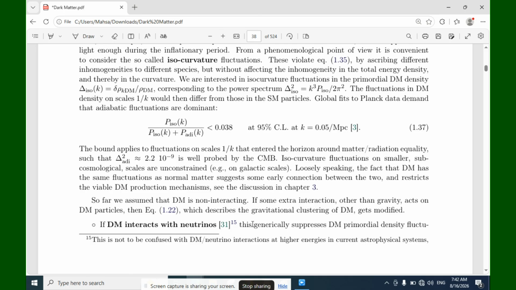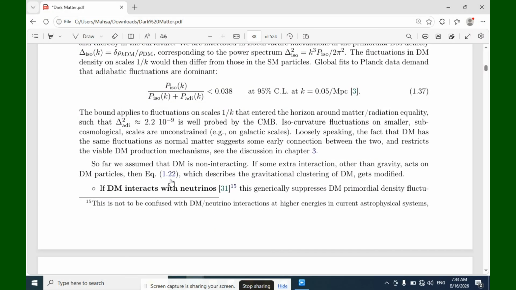Isocurvature fluctuations on smaller sub-cosmological scales are understated, for example, on galactic scales. Loosely speaking, the fact that the dark matter has the same fluctuations as normal matter suggests some early connection between the two and restricts the viable dark matter production mechanisms. See the discussion in chapter 3.